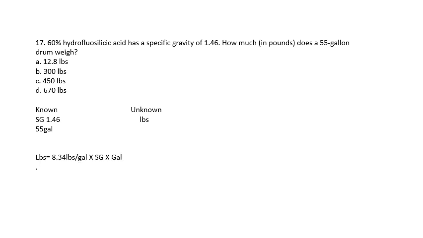The formula to find the pounds is 8.34 pounds per gallon, which is the water as a standard, times the specific gravity, times the gallons.